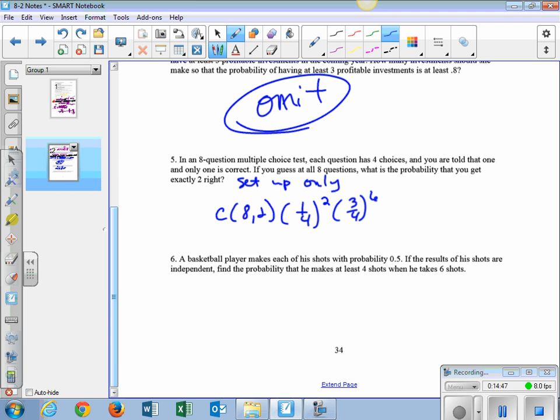Number 6. A basketball player makes each of his shots with a probability of 0.5. If the results of his shots are independent, find the probability that he makes at least 4 shots when he takes 6. So once again, why don't you shut off the video or pause it and then take some time to do example 6, and then I'll follow up with an answer here in a second.